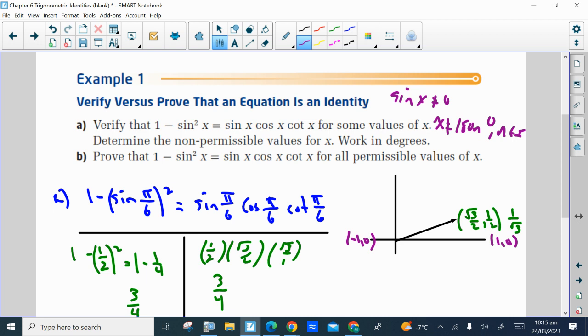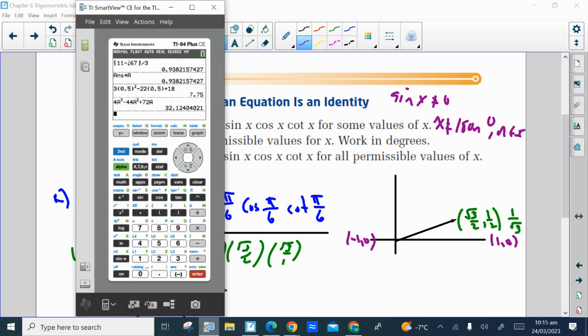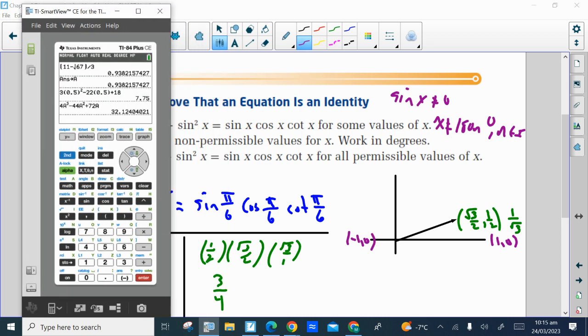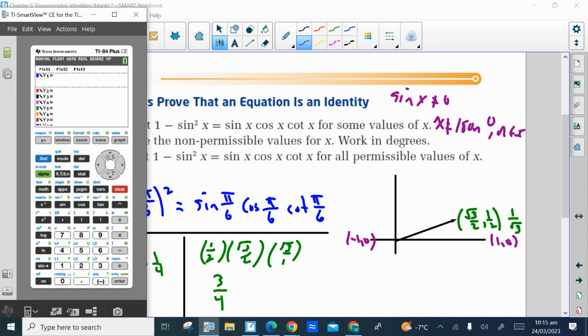And we saw yesterday that you could use your graphing calculator to check that. If you put first the left side of the equation into y1, 1 minus the sine of x all squared. So again, you'll have to put the sine of x in brackets so you can square it.